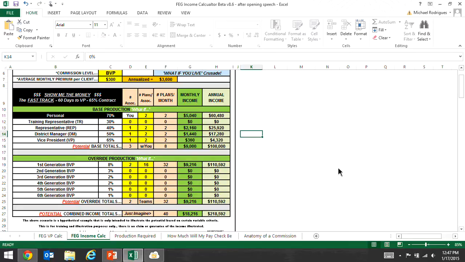And I'm not going to go too crazy here with the numbers, but you can see what these numbers can do. And folks, we didn't change your personal production. You're still only helping 2 families a month. That's 1 family every other week. But what you did was you showed other people how to do what you do.